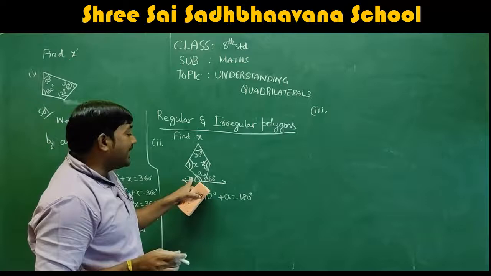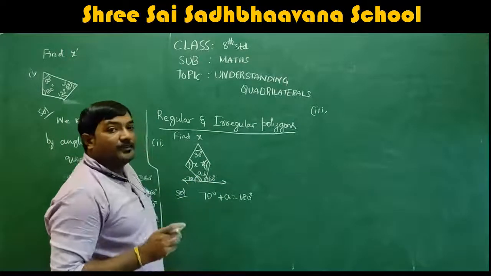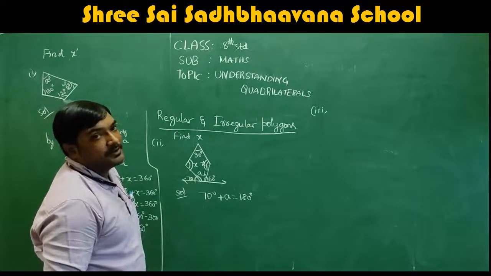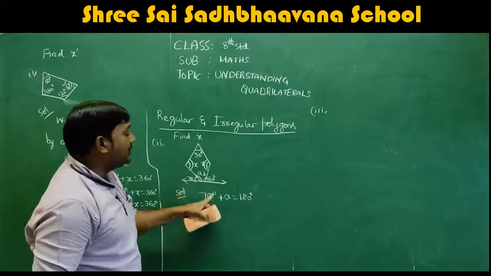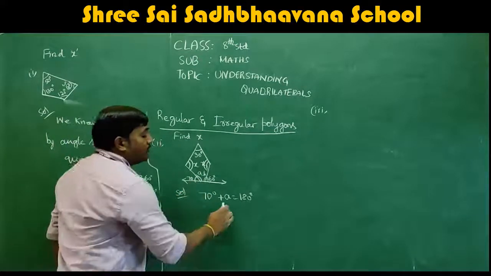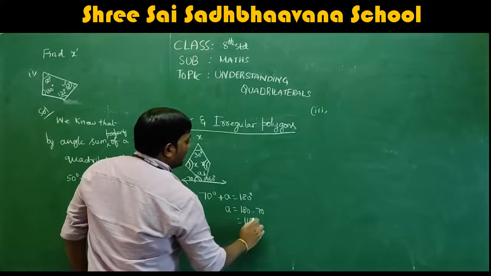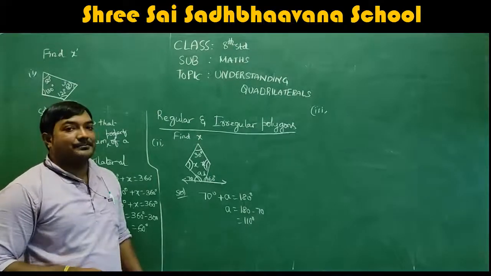It means this angle 70 and angle A form a linear pair. So that is why 70 degrees plus angle A should be equal to 180, because these two are linear pair angles. So 70 plus A should be equal to 180 degrees. So what is the A value? It is 180 minus 70, which is 110 degrees. So we got A as 110 degrees.